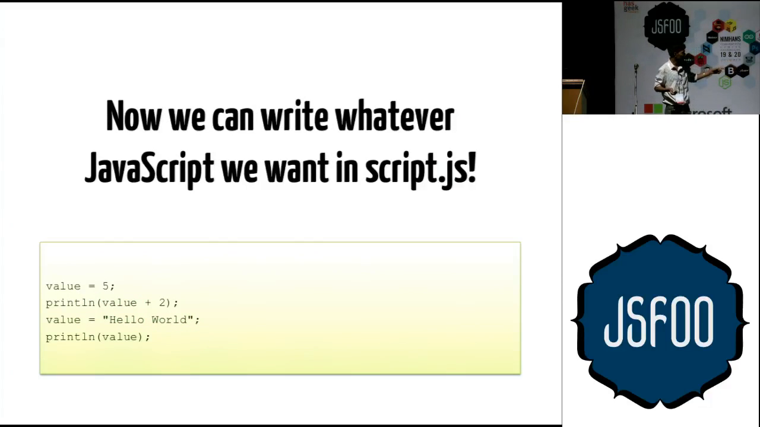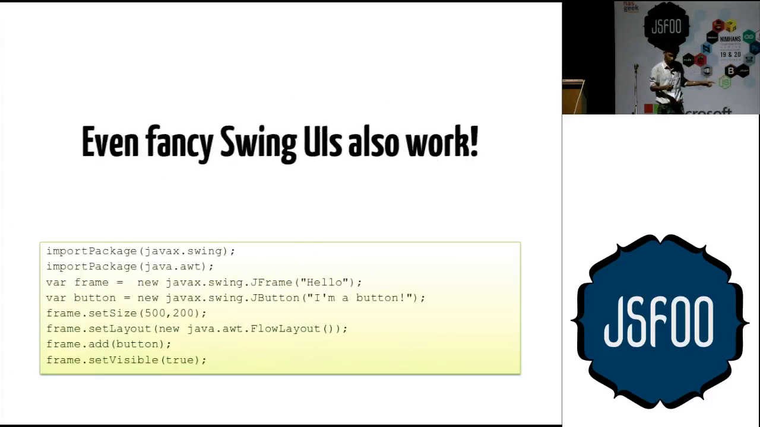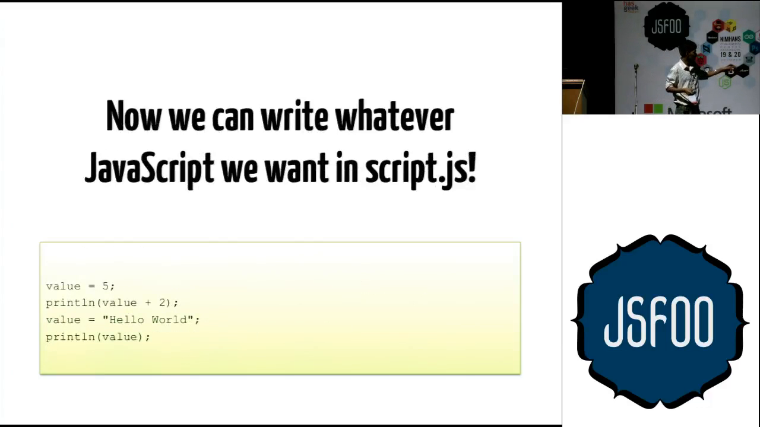And the thing is, the data types are dynamic. Value was initially an int, and it changed to a string. So all things that are not possible in Java are now possible in JS. We can do that, and it will give out an output of 7 and then hello world.